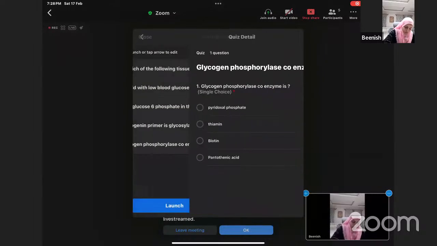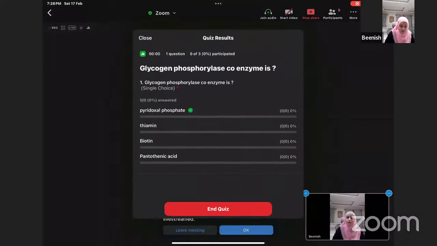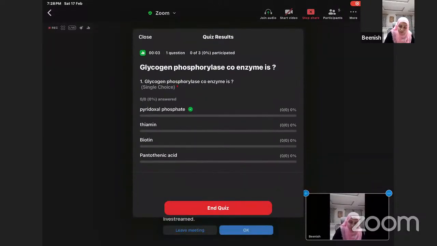And now we have the last question of the quiz. Glycogen phosphorylase coenzyme is.